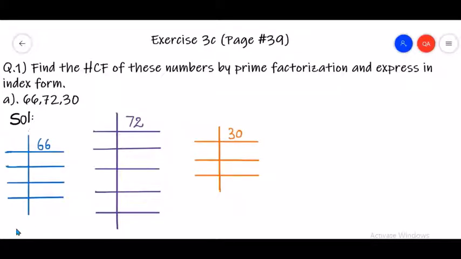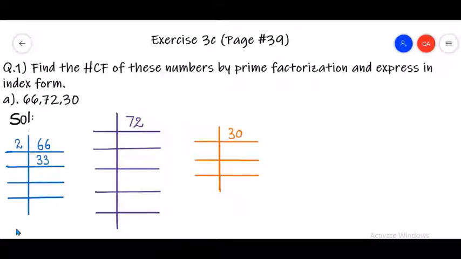Let's take prime factorization of 66. Look at this number. This number has 6 in its units place. That means this number is an even number. And the smallest even prime number will be 2. So we will write 2 here and then 2 3s are 6.